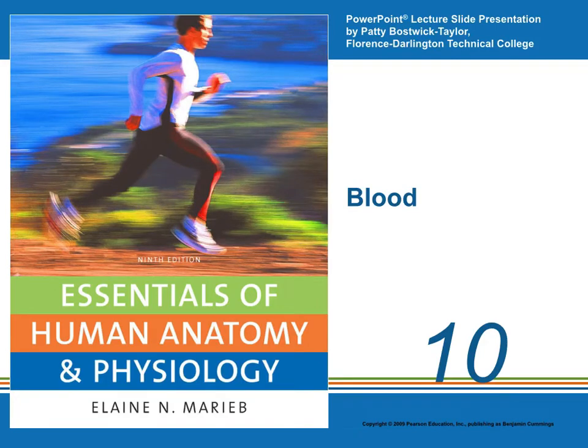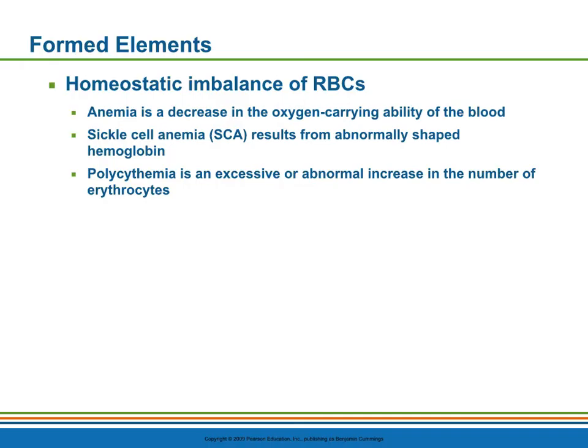This lecture will focus on homeostatic imbalances of red blood cells, and then we will discuss the leukocytes and their functions. A decrease in the oxygen carrying ability of the blood, for whatever reason, is anemia. Anemia may be the result of a lower than normal number of red blood cells or abnormal or deficient hemoglobin content within the red blood cells.